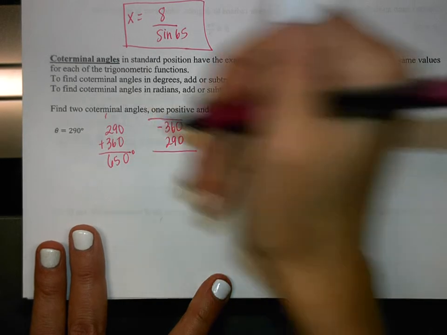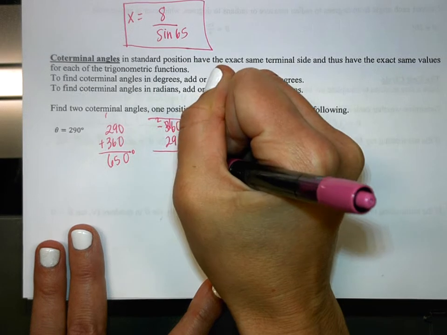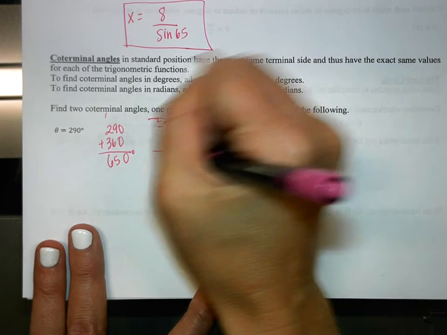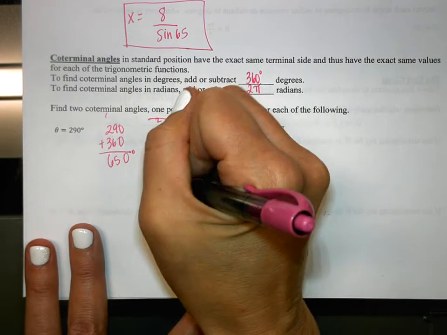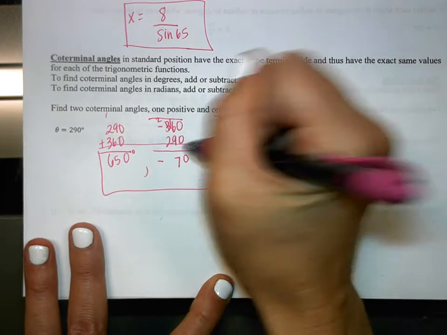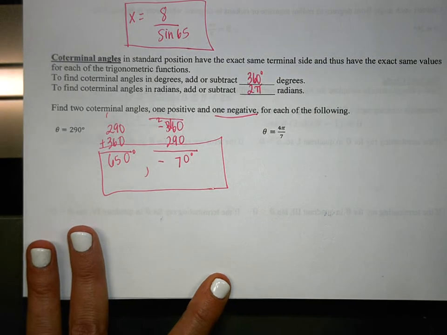Okay? So I have 0, and then we borrow, and I get 70, but it's negative because we're taking the sign of the bigger number. These are my 2 coterminal angles. Okay? So all I did was 290 minus 360.